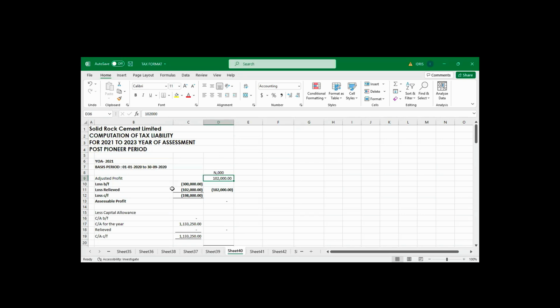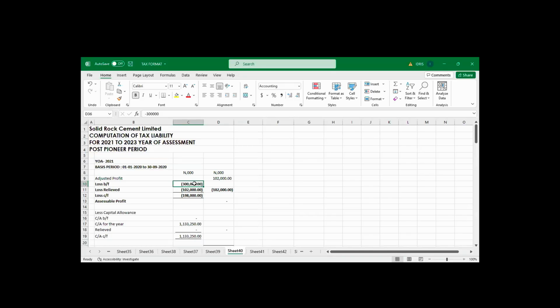You know, the company made a loss during the pioneer period. That loss made during the pioneer period, what will happen to it? We carry it forward. We bring it forward to the post-pioneer period. Look at it, it says loss brought forward. That 300 million that was incurred during the pioneer period is going to be brought forward to the post-pioneer period. Loss of 300 million.